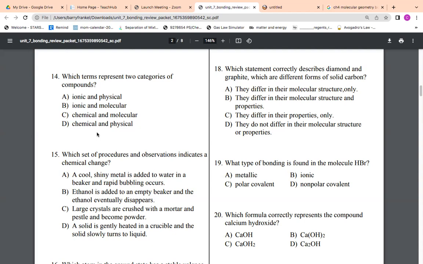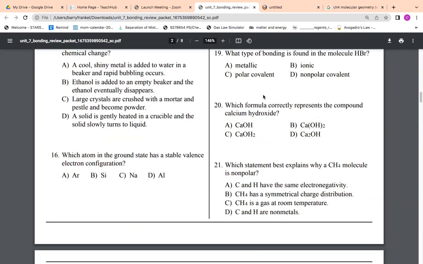All right, number 16. Which atom in the ground state has a stable valence electron configuration? The only ones on the periodic table that are stable as is are the noble gases. So you just have to look for the noble gas, and that one is Ar, argon.